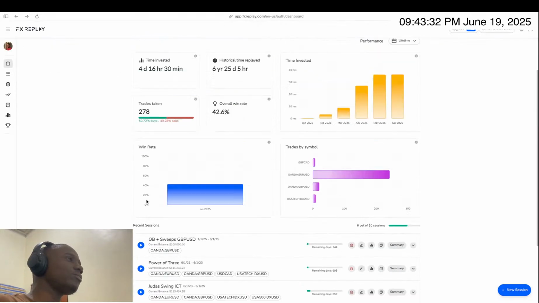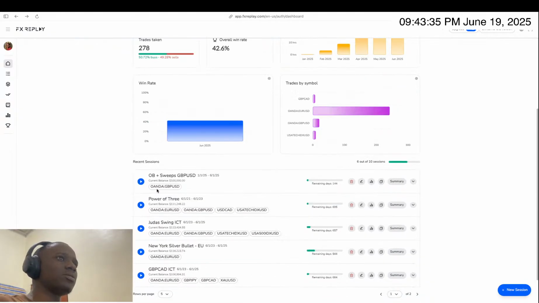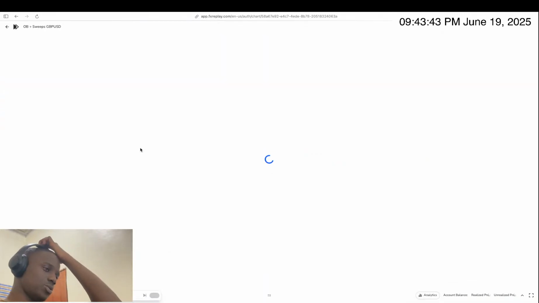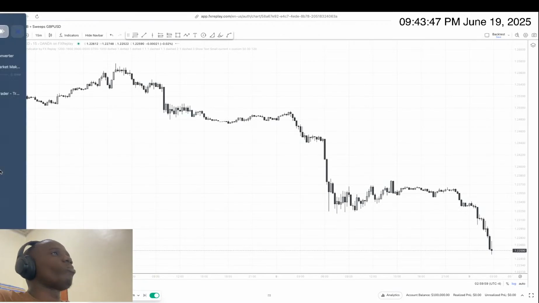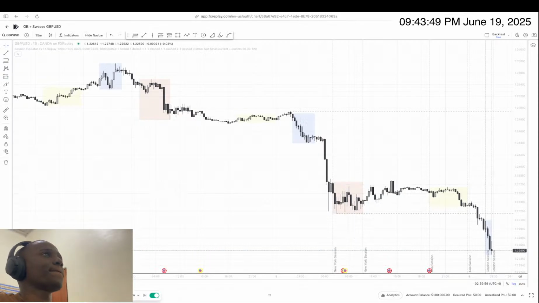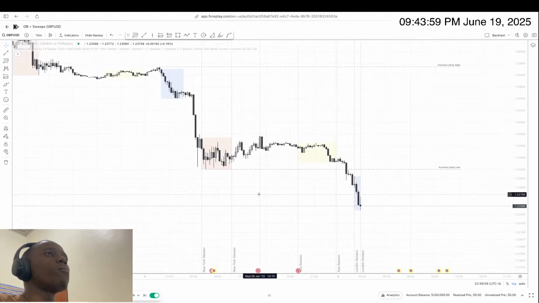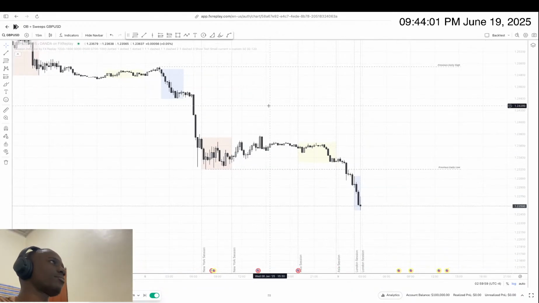Anyways, I switched back to light mode. And I wanted to backtest how OBs and sweeps and GBP work together. So this is the session I'll be using for today. Right, so this is another day.